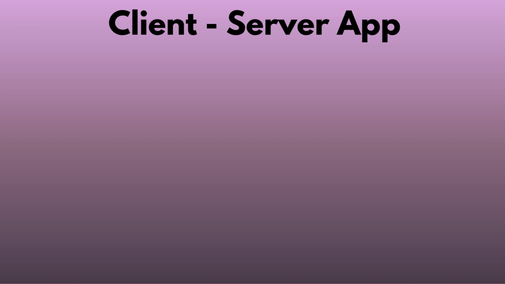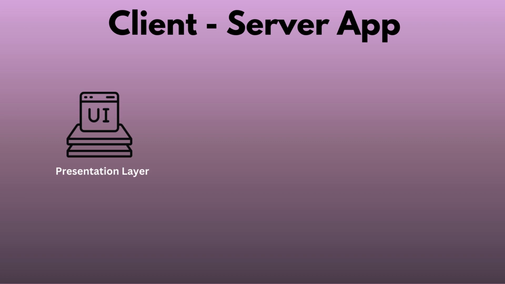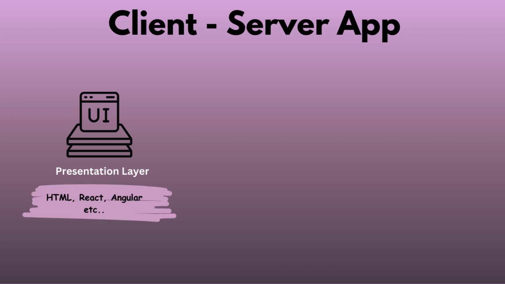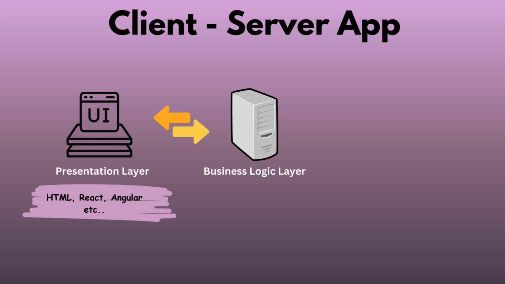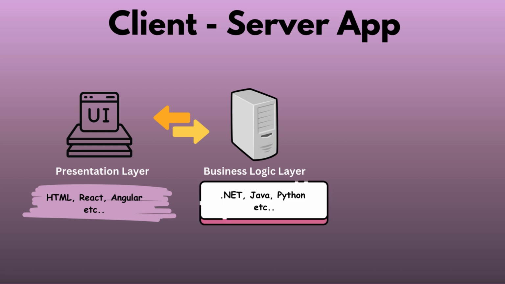Client-server project structure. A traditional three-tier architecture typically includes three layers. Presentation layer: this is the user interface that interacts with the end users. This can be a web or a mobile application. The technologies used are typically HTML, React, Angular, etc. And business logic layer: the backend services that process user inputs, apply business rules, and interact with the data layer. Technologies used are typically .NET, Java, Python, etc.